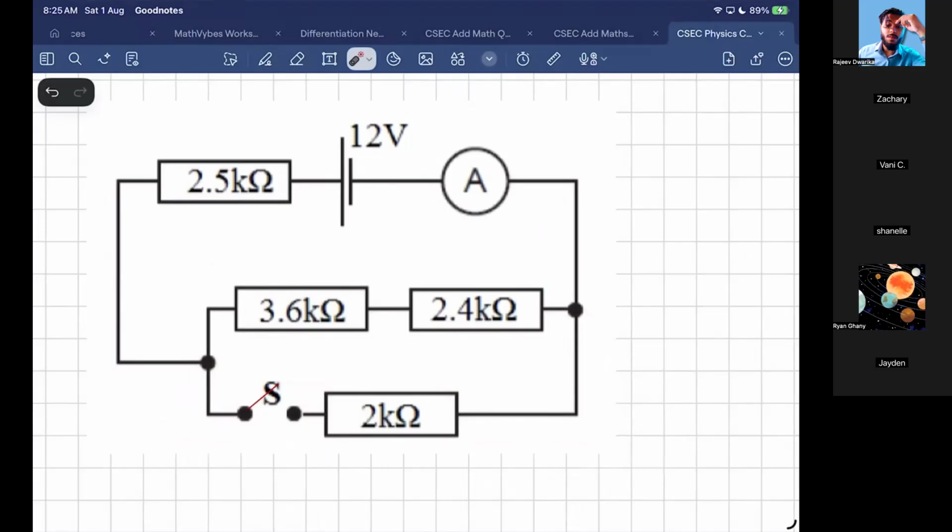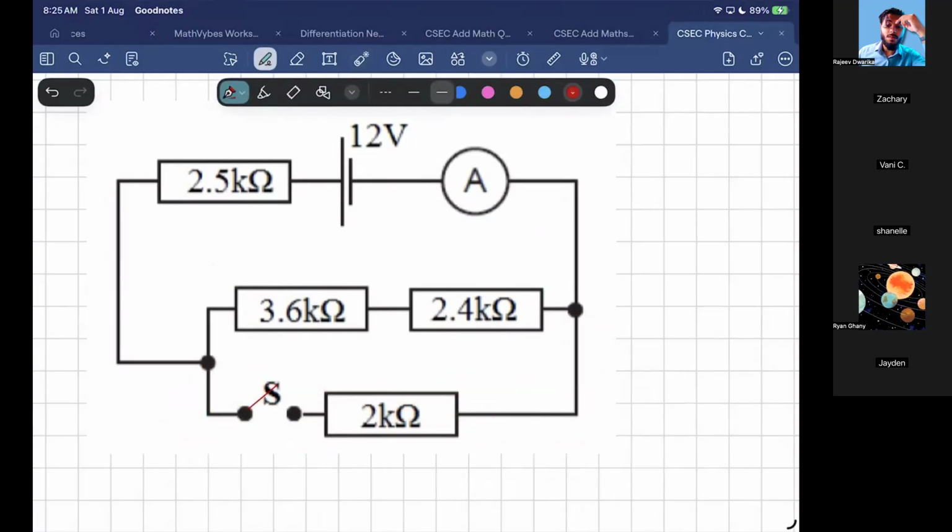So, Zachary, I could just put a big X over here because no current is going to flow through here. Yes, sir, no current is going to flow through here, so you can put a big X. No current is flowing through here. So, current flows from positive to negative. That's the conventional flow of current. So let me just draw in the arrows.